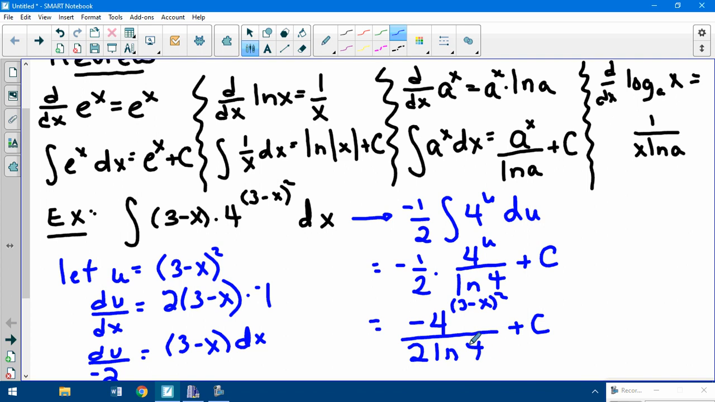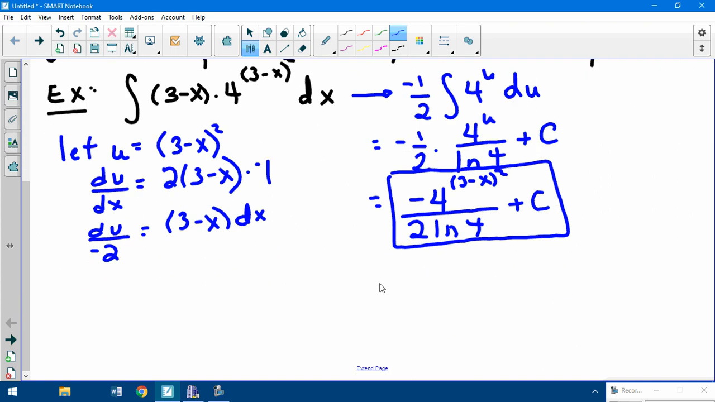Notice I don't need an absolute value on that 4 because it's a constant and it's a positive constant, so I don't have to worry about it not being negative or anything like that. So that'd be my answer. Makes sense? Of course it does. All right, one more, and then we'll get into the new stuff.